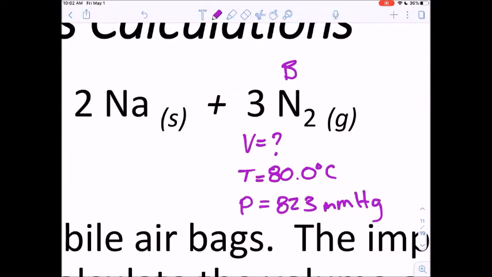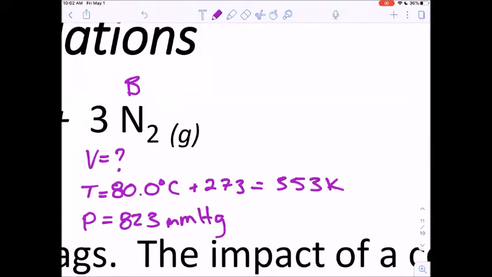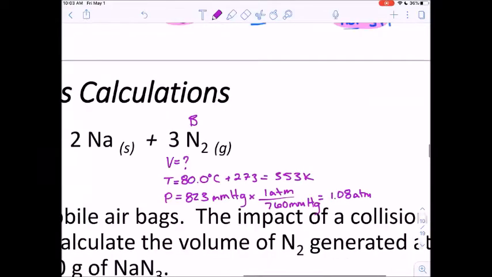All right, so now that I have that written down, I need to make sure that everything's in the correct units. We're using the ideal gas law here, which means that my temperature has to be in Kelvin. So I'm going to add that 273 onto that. Plug that into your calculator, and you end up with 353 Kelvin. And then I need to convert my millimeters of mercury into atmospheres using the conversion factor 1 atmosphere over 760 millimeters of mercury. And when I plug that into my calculator, I get 1.08 atmospheres, maintaining significant figures. So now I have all of the information that I need about my B value.